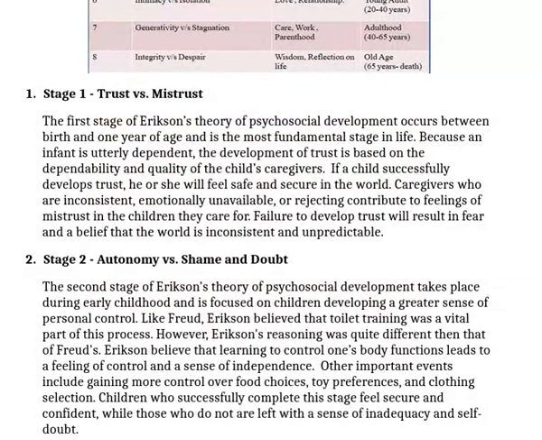In stage 1, he is saying trust and mistrust. The first stage of Erikson's theory of psychosocial development occurs between birth and 1 year of age, and is the most fundamental stage in life because an infant is utterly dependent, and the development of trust is based on the dependability and quality of the child's caregiver. If a child successfully develops trust, he or she will feel safe and secure in the world. Caregivers who are inconsistent and emotionally unavailable undermine this.